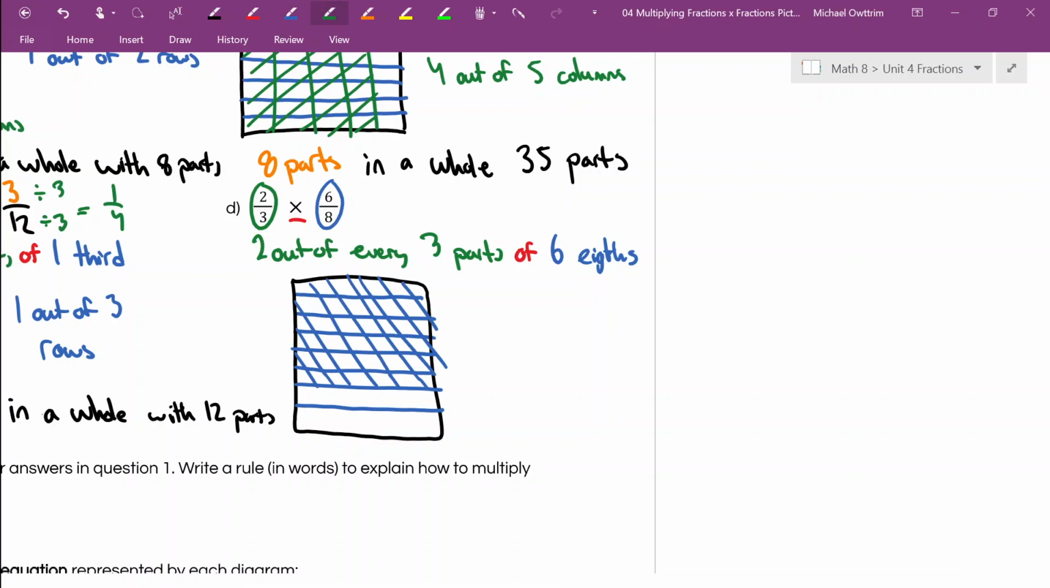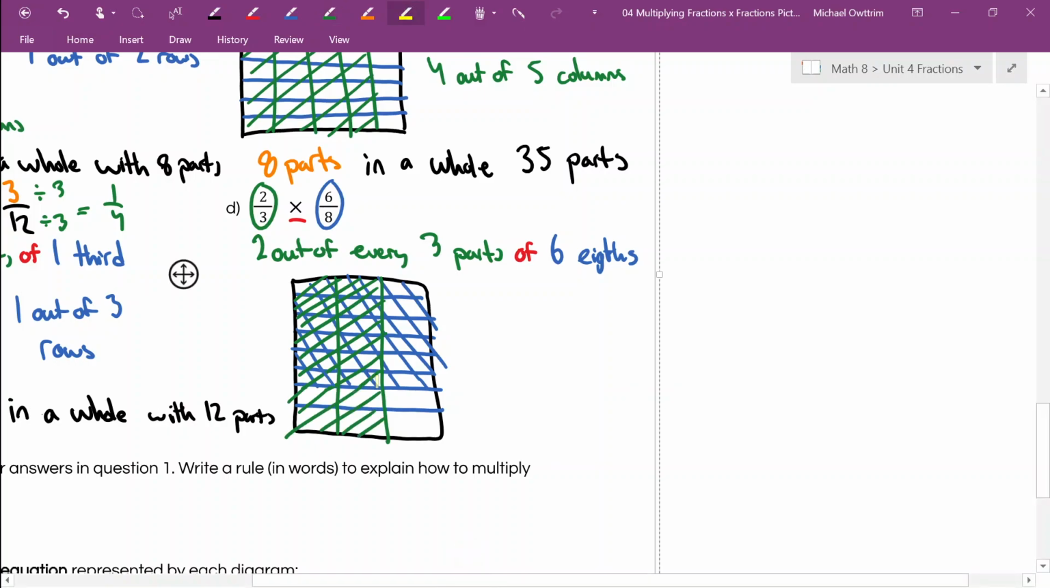And then we want to keep 2 out of every 3 parts of that. So I'll make 3 columns and keep 2 of them. Our solution is where we have our x's, our overlap.